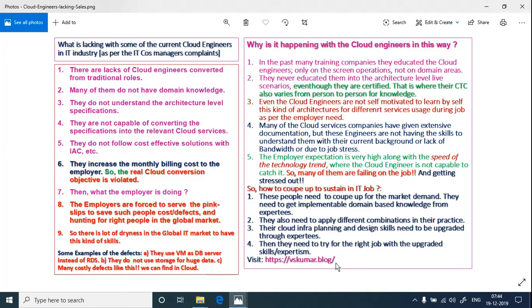And you can see such kind of information on my blog also. And these are the high level information I have studied, and I am sharing with you guys.